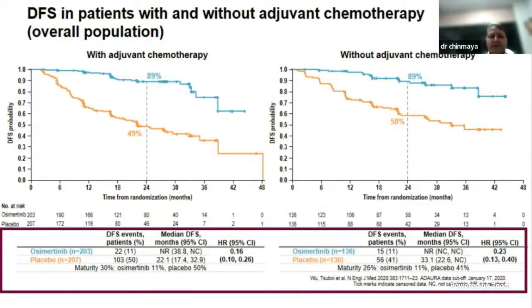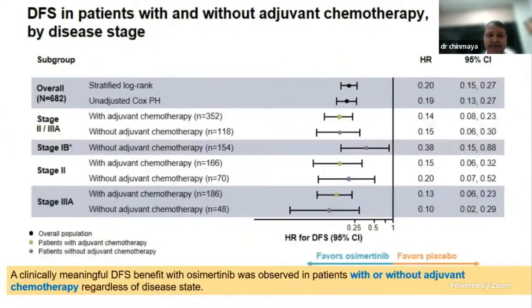So the DFS in the overall population with and without adjuvant chemotherapy: with adjuvant chemotherapy, 89% versus 49%. This is the data of the 24-month cutoff. And for the median DFS in months, osimertinib is not reached versus placebo 22.1, and the hazard ratio is 0.16. When you see without adjuvant chemotherapy, the hazard ratio is 0.23, and it is not reached versus 33.1. Second, when they analyzed the data, stage 1 and stage 2, without adjuvant and with adjuvant chemotherapy, favors osimertinib. Stage 1B without adjuvant chemotherapy favors osimertinib. Stage 2 with or without adjuvant chemotherapy favors osimertinib. Stage 3A with and without adjuvant chemotherapy favors osimertinib, not the other one.